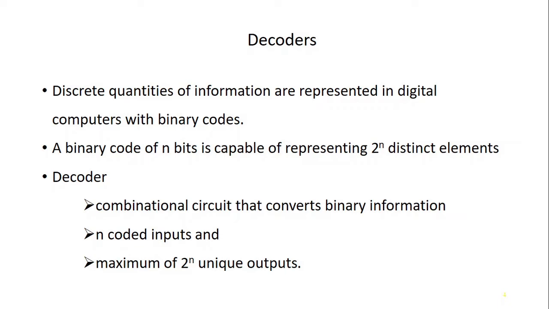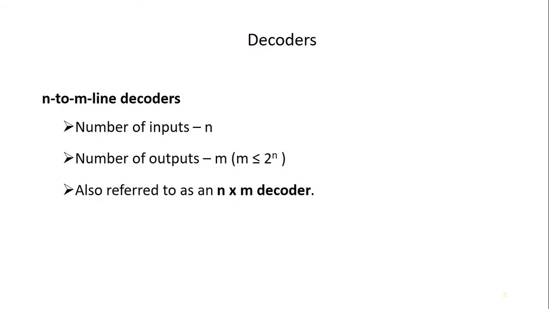Here we are going to discuss the n to m line decoder. That means it has n number of inputs and the outputs are m in number, which is less than or equal to 2 raised to n, where n is the number of inputs. This kind of decoder is also referred to as an n by m decoder.